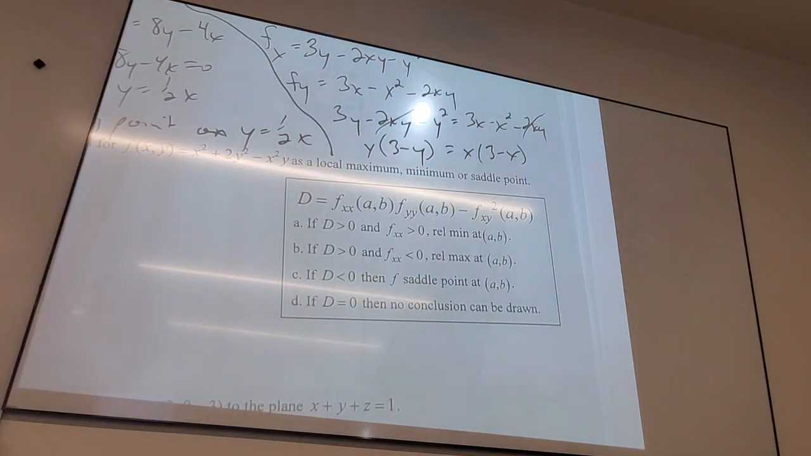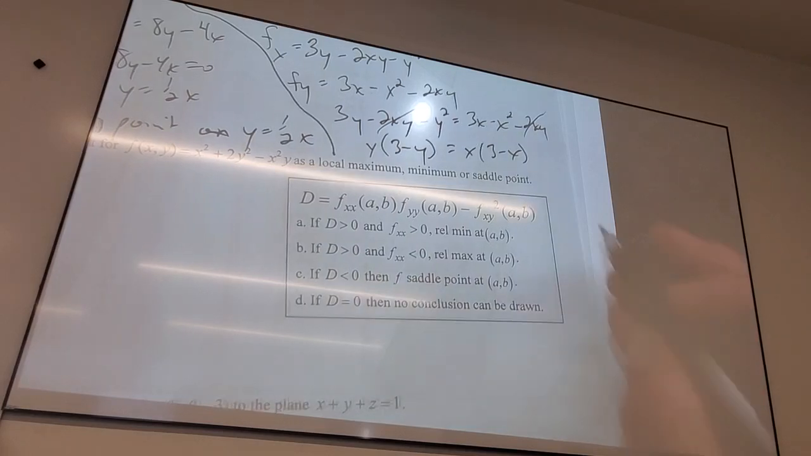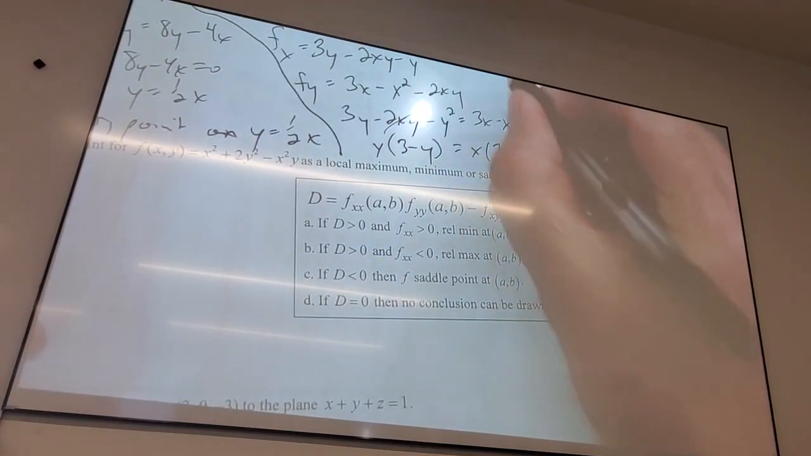Can you guys see an obvious answer to where these are equal to each other? Yeah, if x equals y equals 0. Yes? If x equals y, those are equal to each other, yes? If x equals y equals 0, those are both 0. You guys with me? So one critical point is 0, 0.